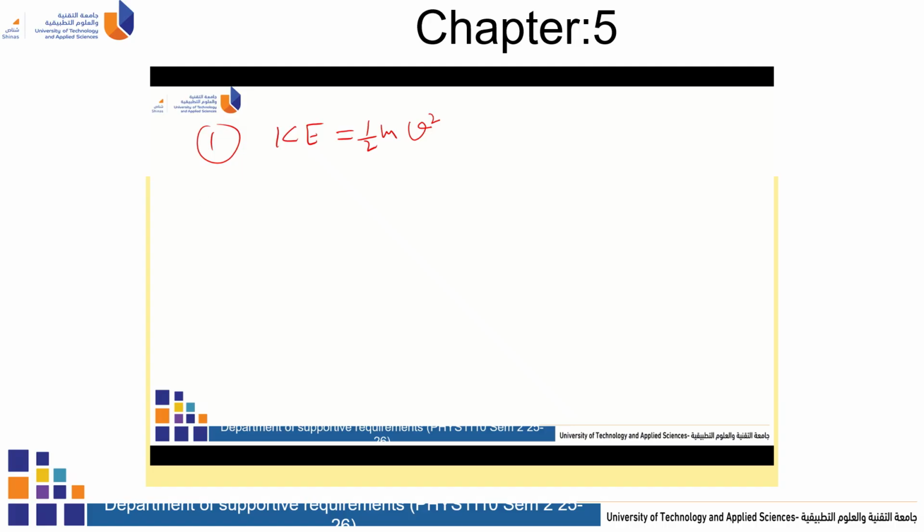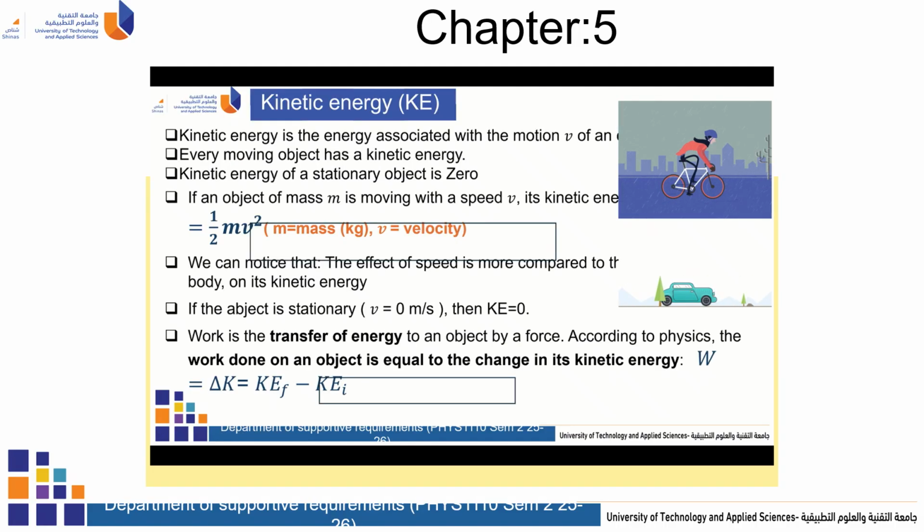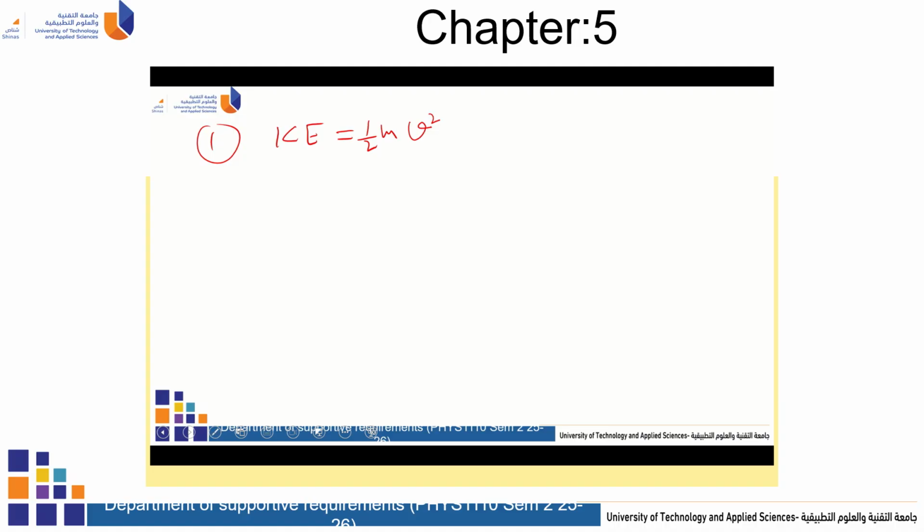After that, there is one more rule given, and that rule is for the work. Here there is a relation between the work and the energy. It states that the work is equal to the change, where delta is a change, in the kinetic energy. This is the rule.